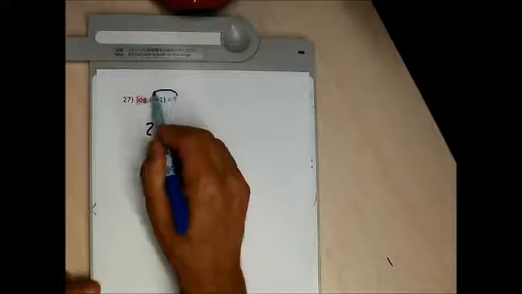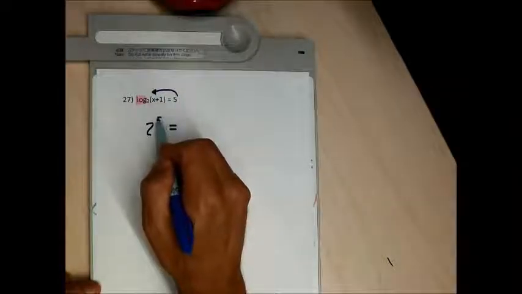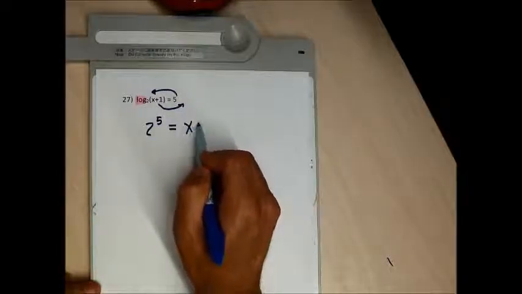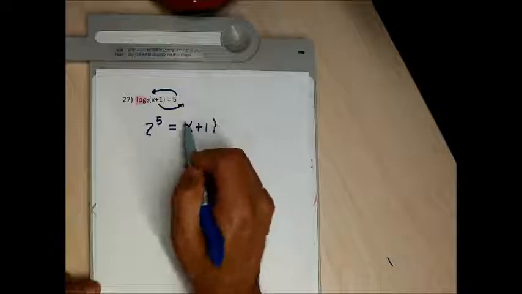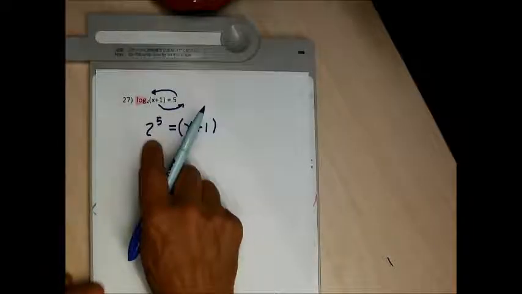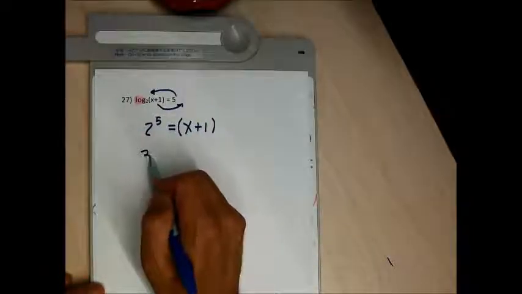The 5 is going to move to the left-hand side and become an exponent. The x plus 1 is going to move to the right-hand side. And when I move it to the right-hand side, I don't really need the parentheses because it's just freed up of the logarithm, so the parentheses isn't necessary. I wrote them, but I'm going to drop them immediately. Now I have a simple equation to solve. 2 to the 5th you can do on your calculator if you don't know it. 2 to the 5th is 32.